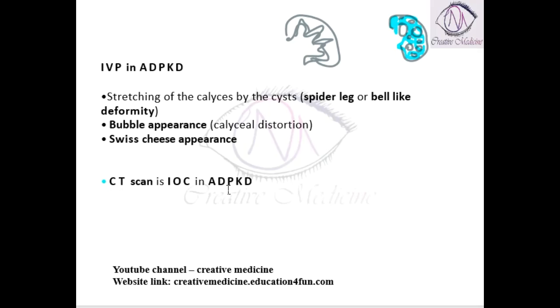CT scan is the investigation of choice for autosomal dominant polycystic kidney disease.